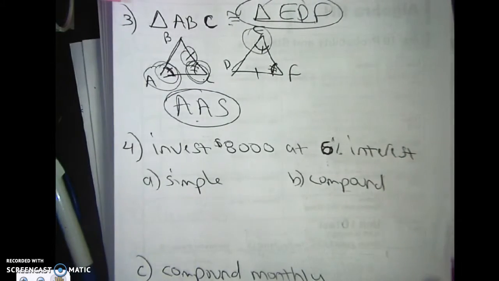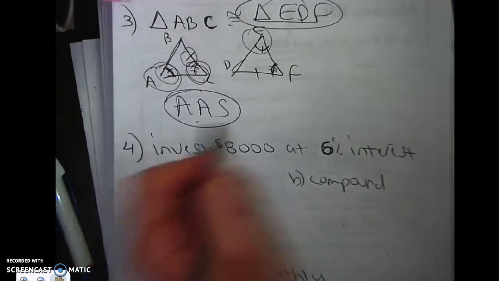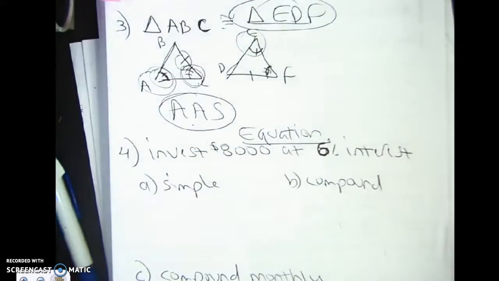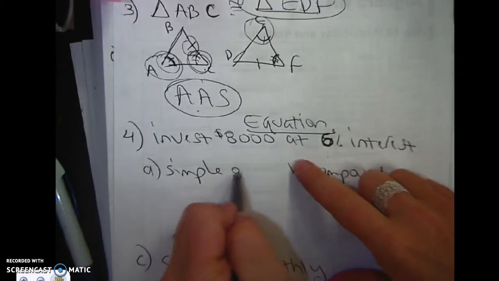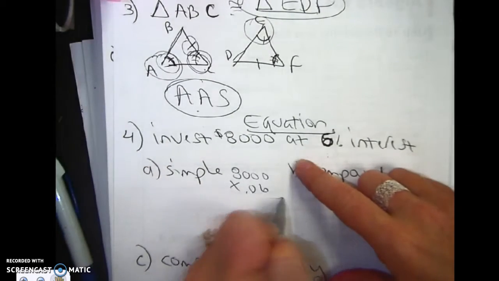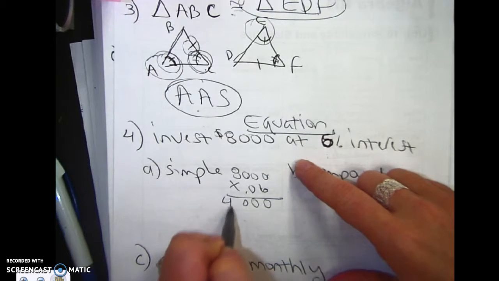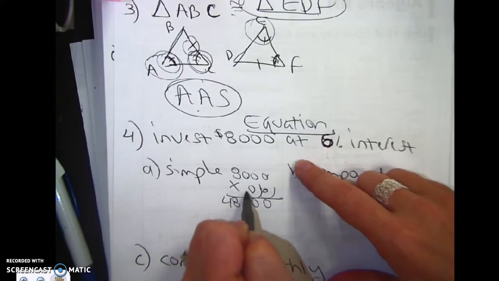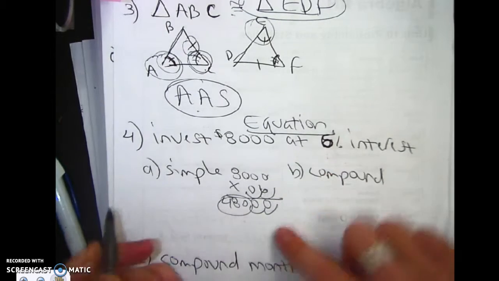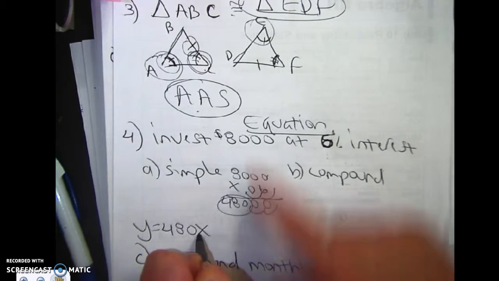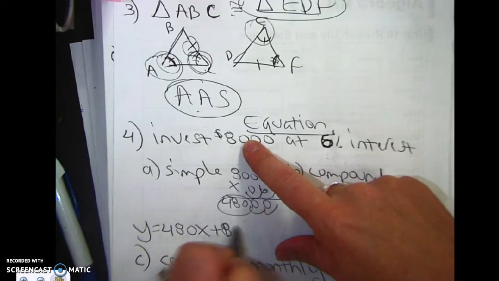All right, I need the simple and compound equation. So when it's simple, you go 8,000 times 0.06, which is 480. Y equals 480x plus 8,000.